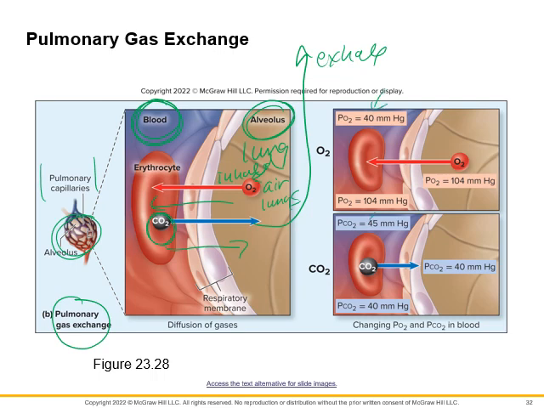Then they come over here and we look at pressure differences. So we're looking at oxygen, and we're seeing that the pressure of the oxygen is higher in the alveoli than it is in the blood. So we're going to see the oxygen move from the alveoli into the blood. We can see that the pressure of the carbon dioxide here at 45 is higher in the blood than it is in the alveoli, so the CO2 moves into the alveoli.